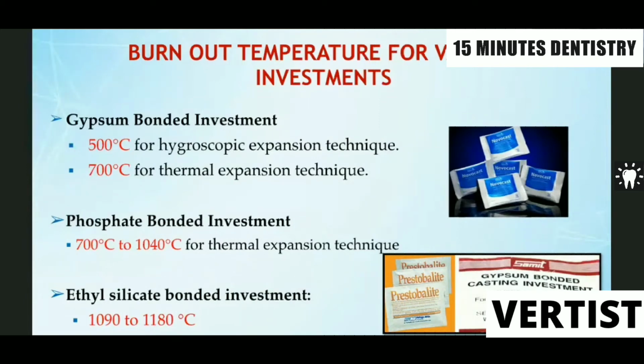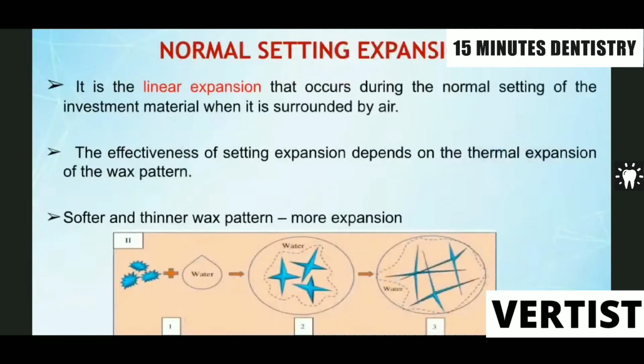So now you got it, it is for gold, phosphate bonded is for your base metal alloys, and you have the silicate bonded for your ceramic restoration. So please be clear on that.